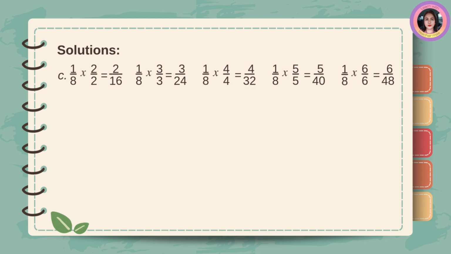Letter C, 1/8 times 2/2 is equal to 2/16. 1/8 times 3/3 is equal to 3/24. 1/8 times 4/4 is equal to 4/32. 1/8 times 5/5 is equal to 5/40. 1/8 times 6/6 is equal to 6/48.